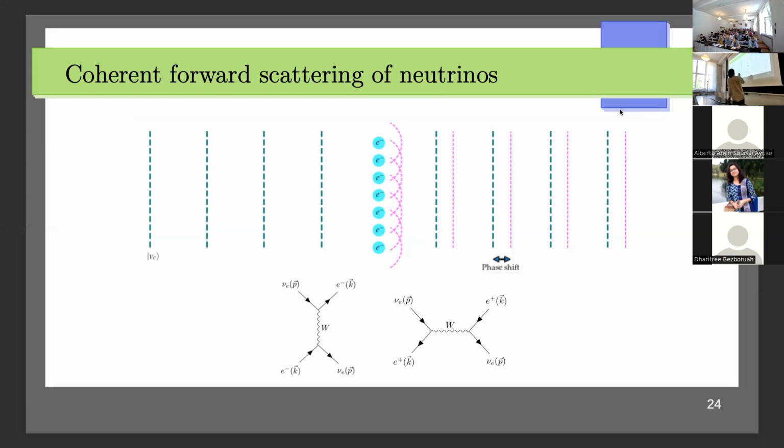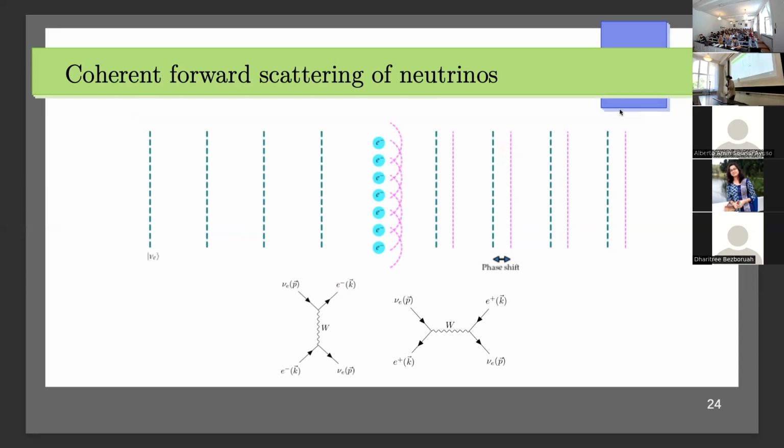The reason we care about this is because this scattering, coherent forward scattering, leads to a phase shift. If there was no coherent forward scattering, we would have this dark green line. But because of the coherent forward scattering, we have this magenta line. So there was a phase shift.